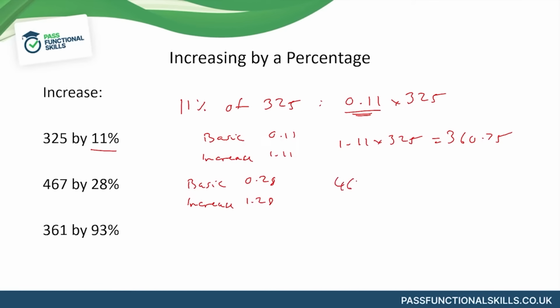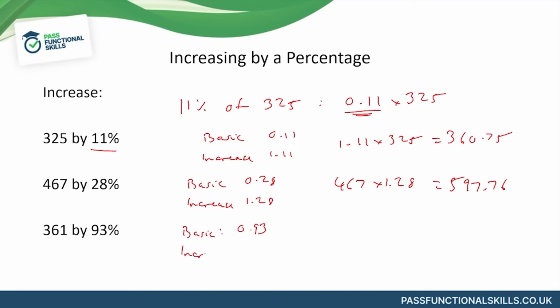The basic multiplier for 28% is 0.28, but for an increase it would be 1.28. So it's 467 multiplied by 1.28, or 1.28 times 467, it makes no difference. And that comes to a total of 597.76.